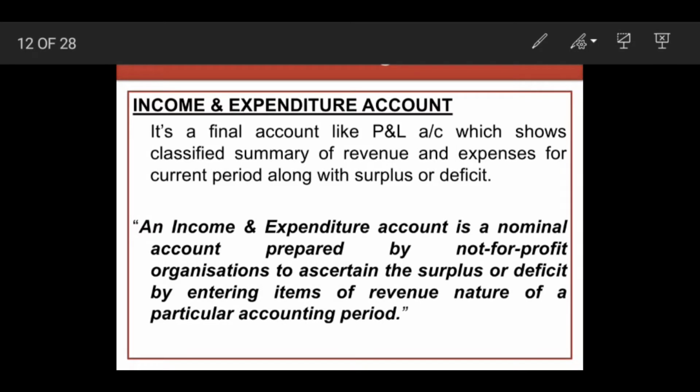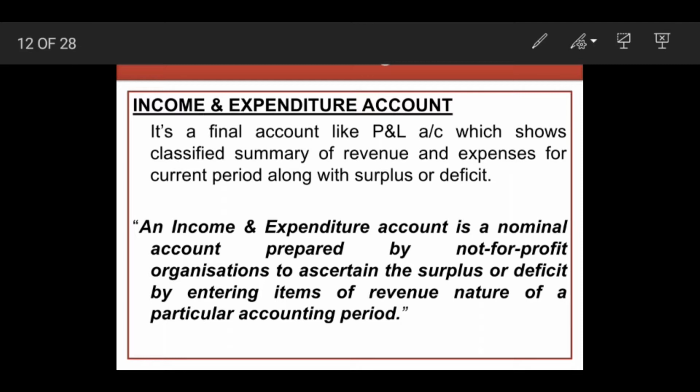Income and expenditure account. It is a final account like P&L account, which shows classified summary of revenue and expenses for current period along with surplus or deficit. So the income and expenditure account of a non-profit organization is similar to a P&L account of a business organization. An income and expenditure account is a nominal account prepared by not-for-profit organizations to ascertain the surplus or deficit by entering items of revenue nature of a particular accounting period.